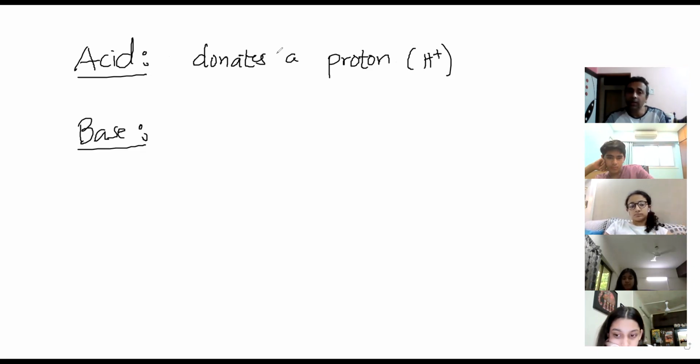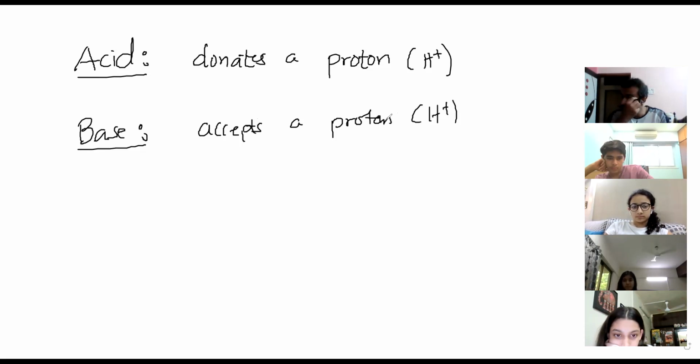So acid is any substance that will donate a proton. Base is any substance which will accept a proton. According to the new definition, in terms of proton transfer, acid will donate a proton, base will accept a proton. Is everyone clear about this?